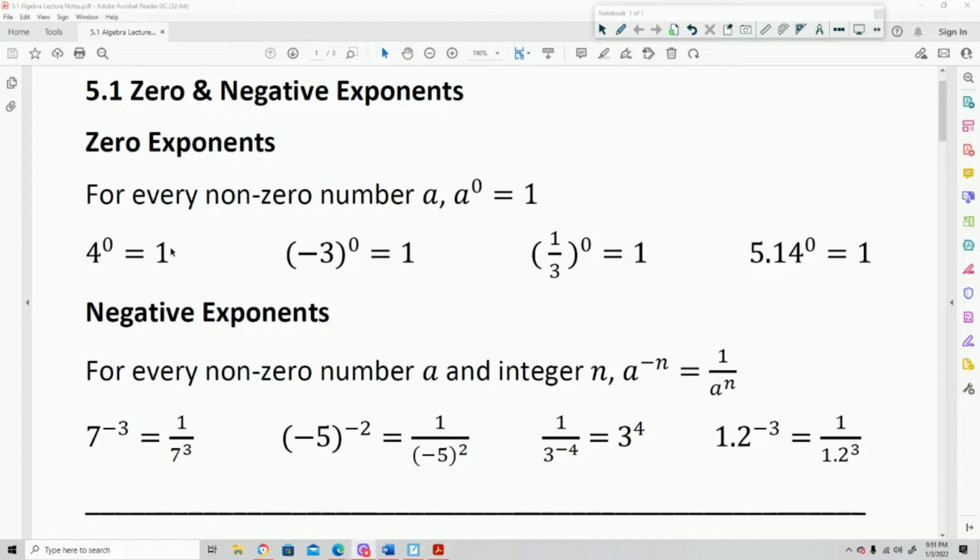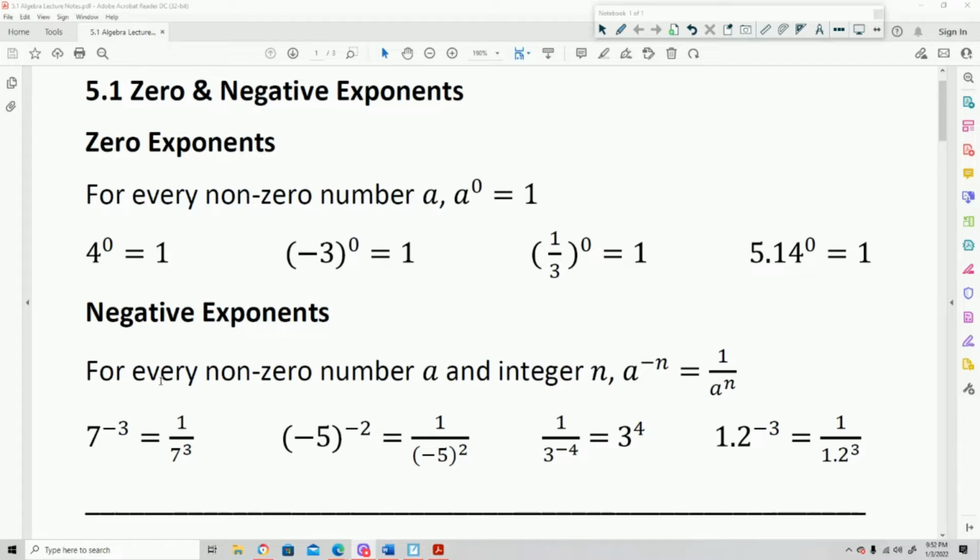So 4 raised to the 0 power is equal to 1. Negative 3 raised to the 0 power is equal to 1. 1/3 raised to the 0 power is equal to 1, because 1/3 divided by 1/3 is definitely 1. 5.14 raised to the 0 power is 1. So any number that's not 0 raised to the 0 power is equal to 1. So that's zero exponents. Negative exponents can be a little tricky at times.